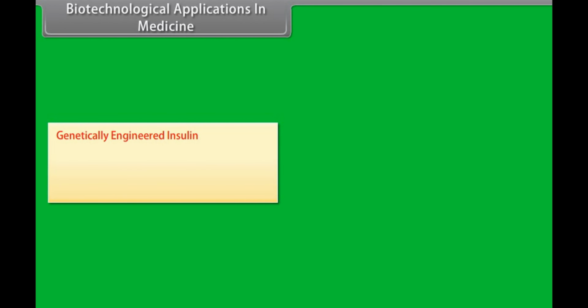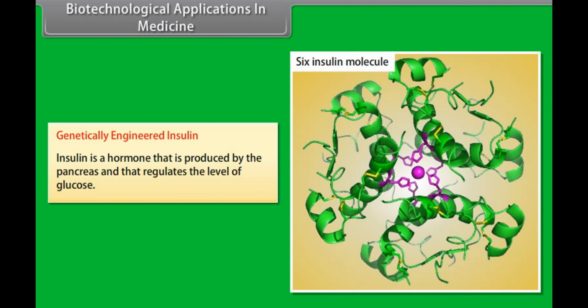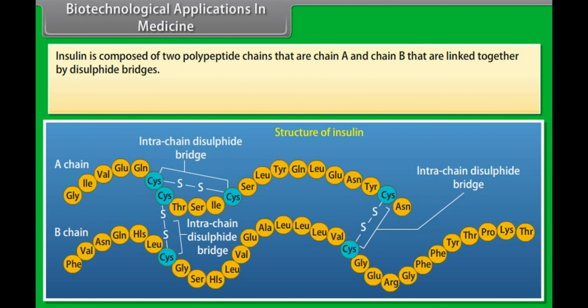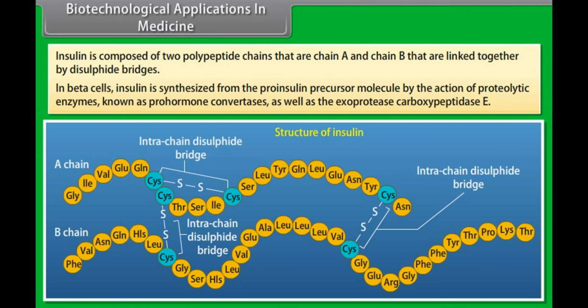Genetically engineered insulin. Insulin is a hormone that is produced by the pancreas and that regulates the level of glucose. Insulin is composed of two polypeptide chains, chain A and chain B, that are linked together by disulfide bridges. In beta cells, insulin is synthesized from the proinsulin precursor molecule by the action of proteolytic enzymes known as prohormone convertases as well as exoprotease carboxypeptidase E.